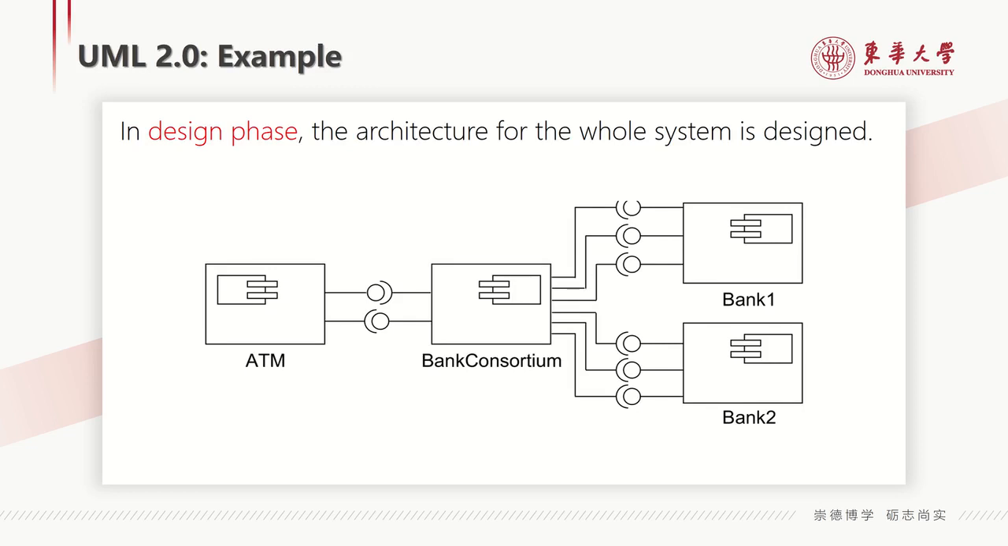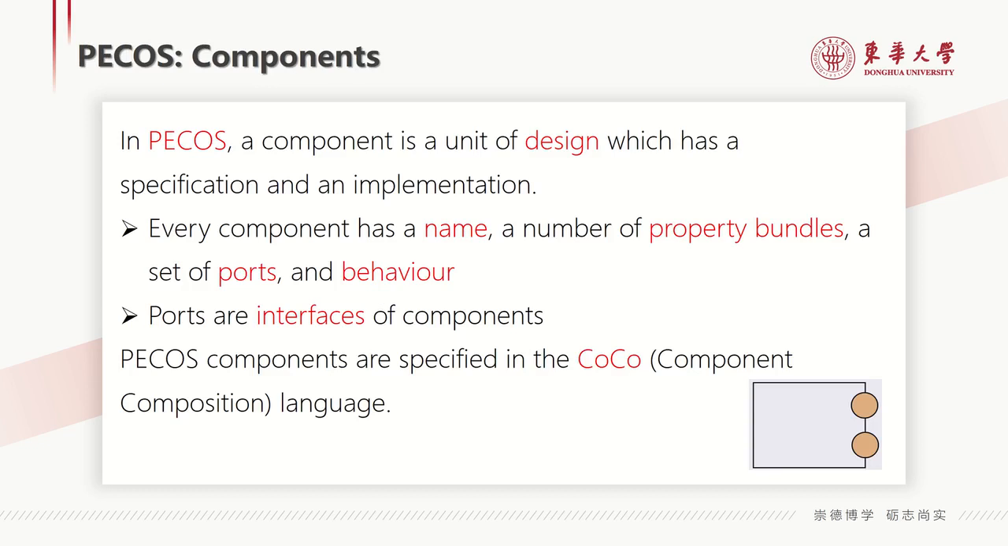So all you need is to know how to do the design in the design phase using UML 2.0. Okay, next one we call it PECOS. I guess most of you aren't familiar with this one. The PECOS component model: in PECOS, a component is a unit of design which has a specification and implementation.